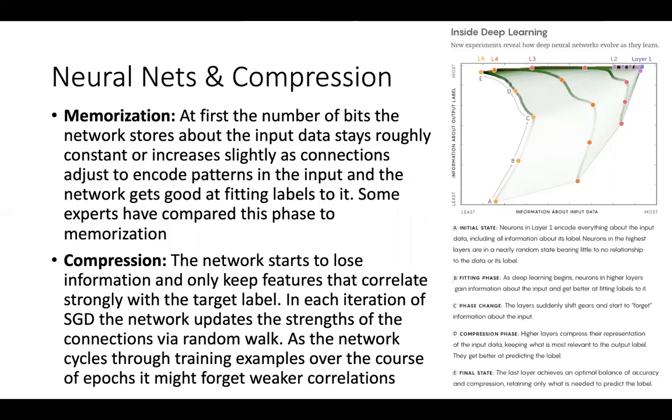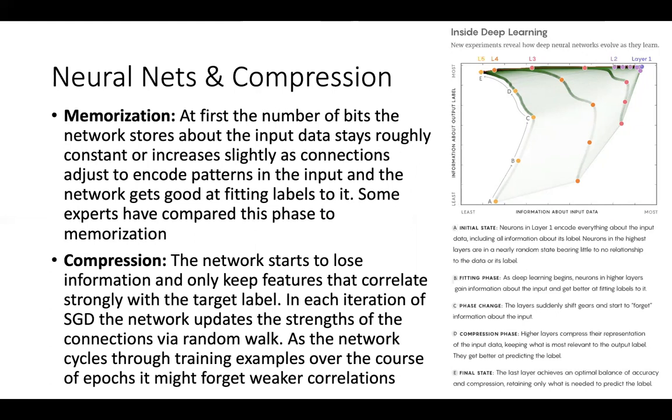So at the beginning of the informational bottleneck process, if you look at the number of bits that the network is storing, it either remains constant or slightly increases as the network changes its connections to encode the patterns in the input data. Researchers have described this as being analogous to memorization. But after some time, the network starts to lose information and it only keeps the features that correlate strongly with the target variable. So what's going on over here?